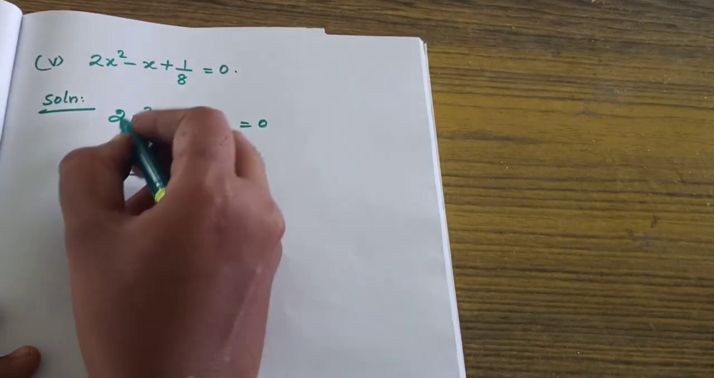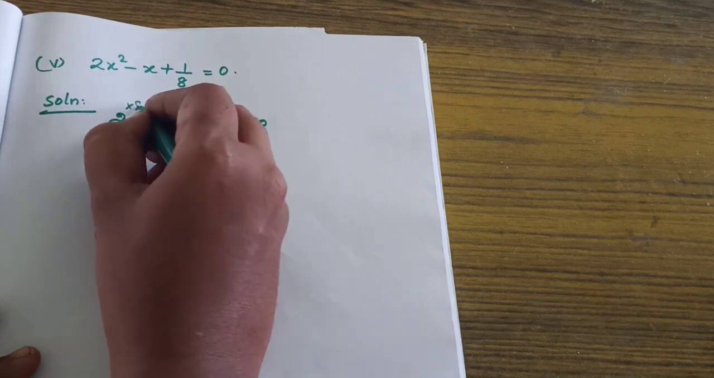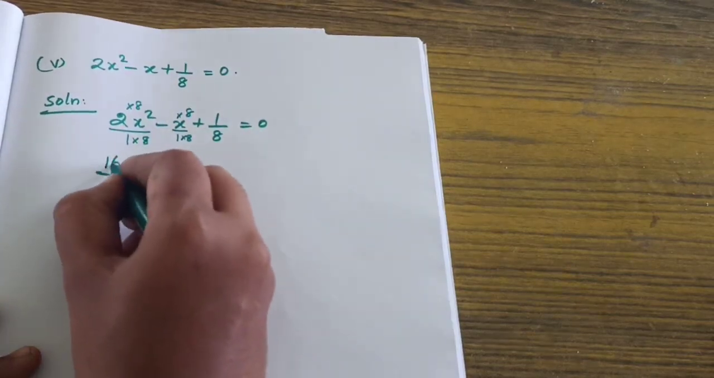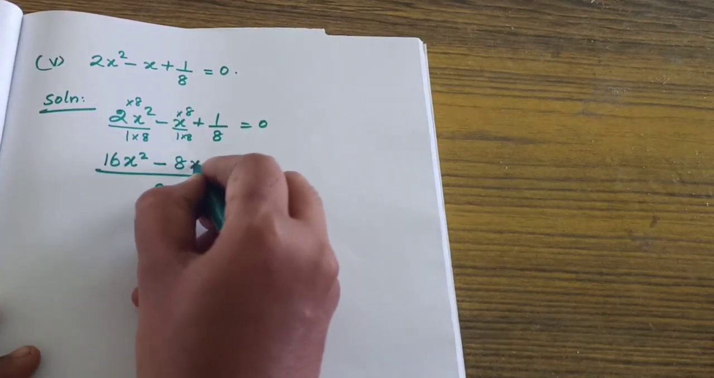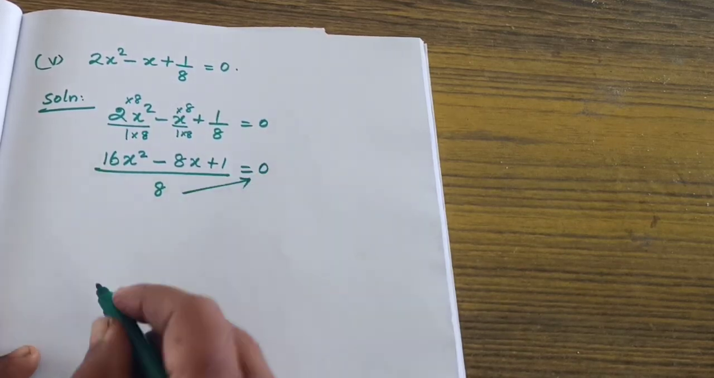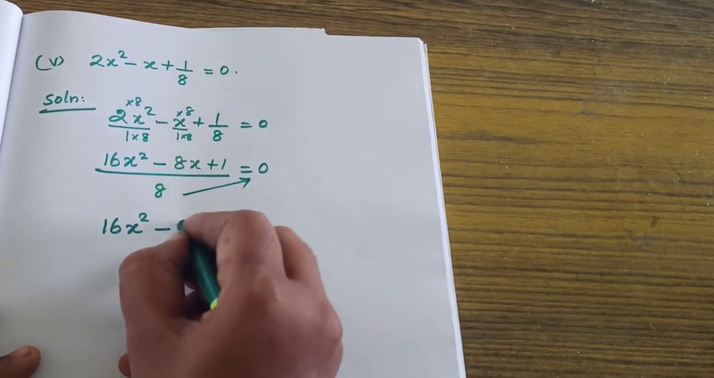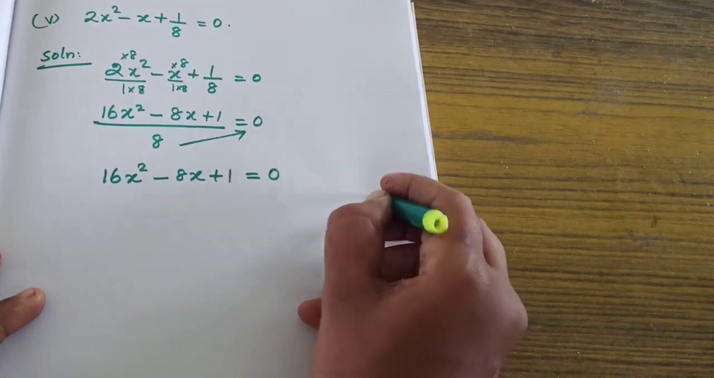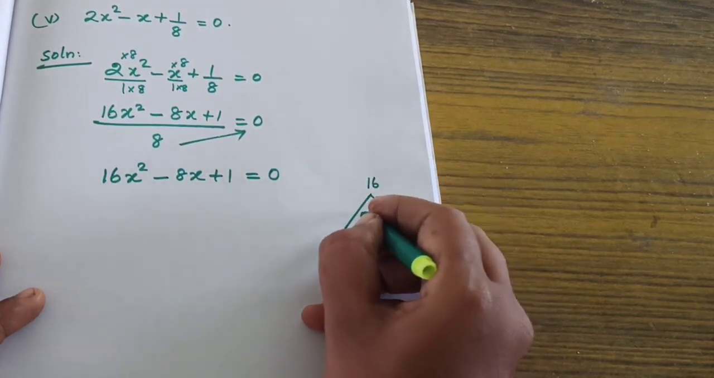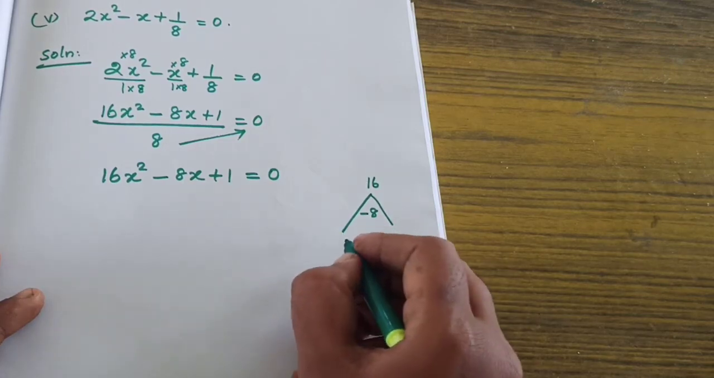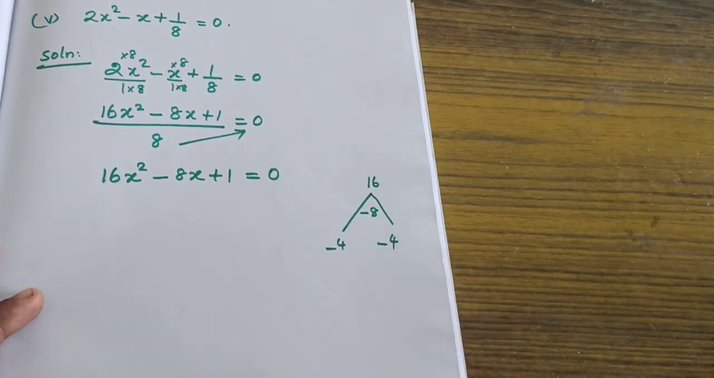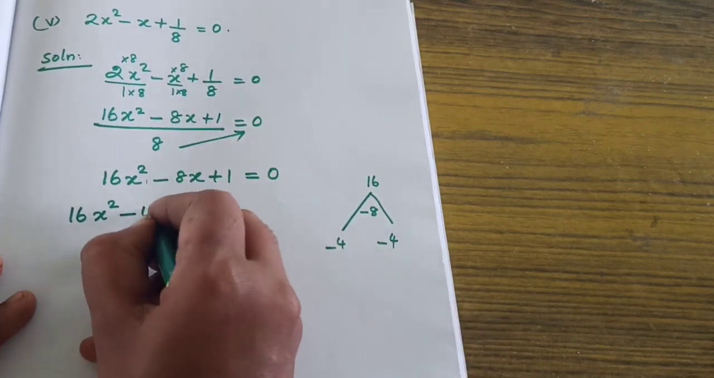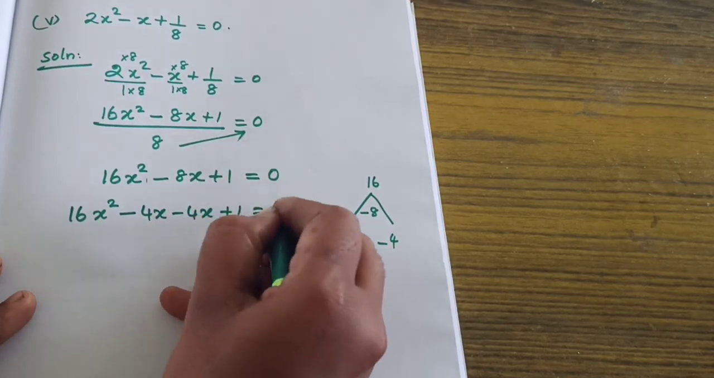8. So, here 1 into 8 into 8, here also 1, so into 8 into 8. So, 8 2s are 16x square minus 8x plus 1 equal to 0. Just cross multiply this, 16x square minus 8x plus 1 equal to 0. Then we need to factorize this. Multiplication factor is 16 and addition factor is minus 8. Can you guess the numbers? 4 4s are 16, minus 4 and minus 4. So 16x square, in place of minus 8, we need to write this minus 4x minus 4x plus 1 equal to 0.